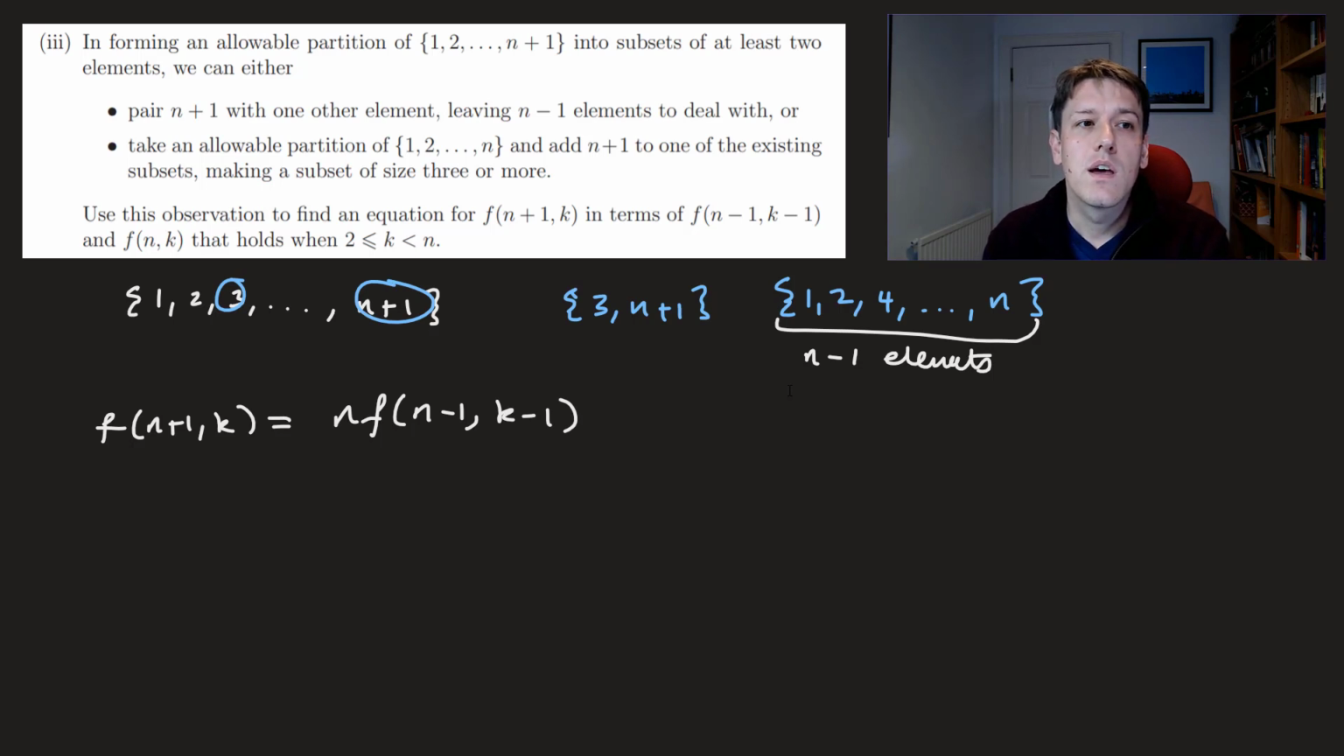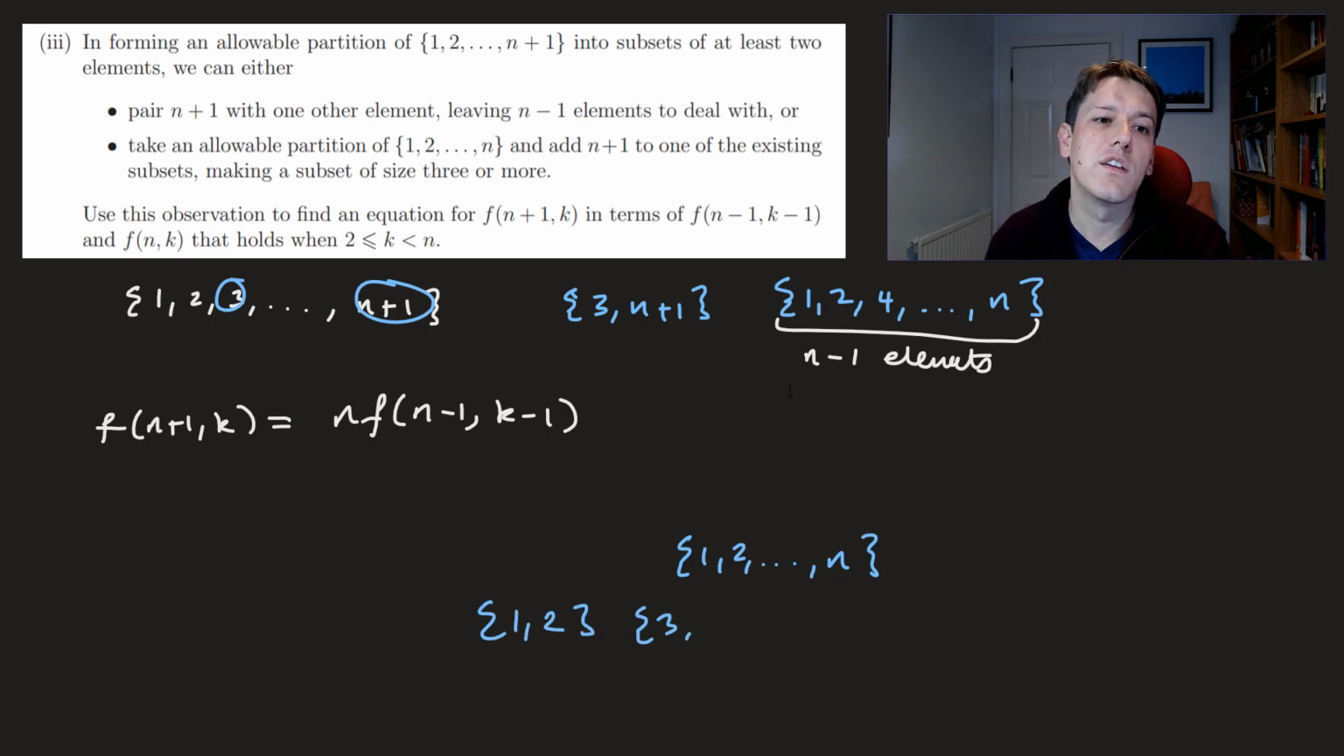Okay. Otherwise, we can take an allowable partition of 1 up to n and add n plus 1 to one of the existing subsets, right? So instead of doing it this way, I could take 1 up to n and just form this into subsets. So maybe I get 1, 2, 3, 4, 5 or something, and then 6 up to n, as long as n is big enough in this case.